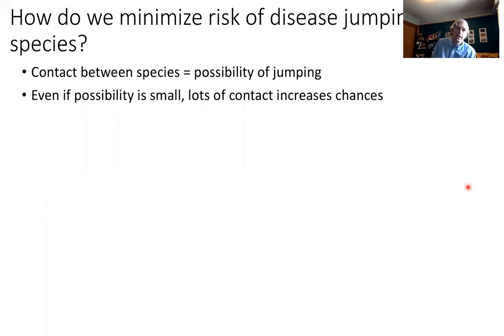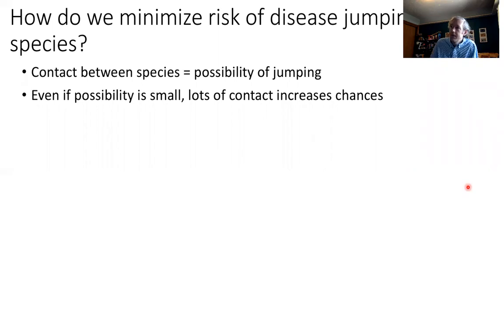So let's think about it this way. Given that a pathogen jumping between species can be so dangerous, how do we minimize the risk of a disease jumping species? Well, every contact between members of different species is equal to a possibility of jumping. So if you have an infected species coming into contact with another species, every time individuals of those species are in close proximity, there's a possibility that a pathogen can jump. Now, even if that possibility is incredibly small, which it is in some cases, lots of contact between species increases the chances.